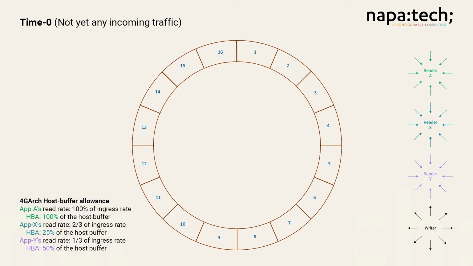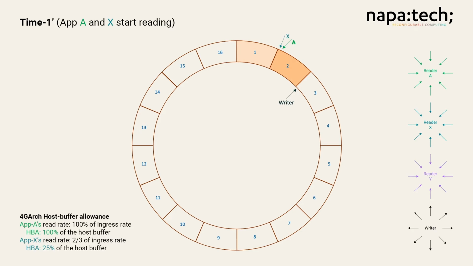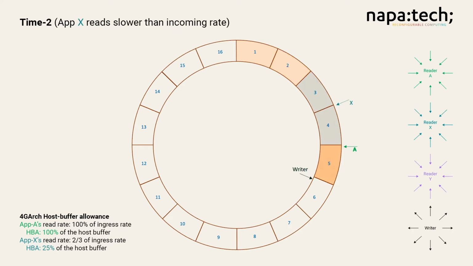Incoming traffic is not yet configured and the host buffer is empty. Incoming traffic is now configured and starts populating the host buffer. The writer moves ahead writing data to each segment. Application A and application X now subscribe to the received data stream and are given a pointer to the most recent available segment. The writer is working on the next segment.